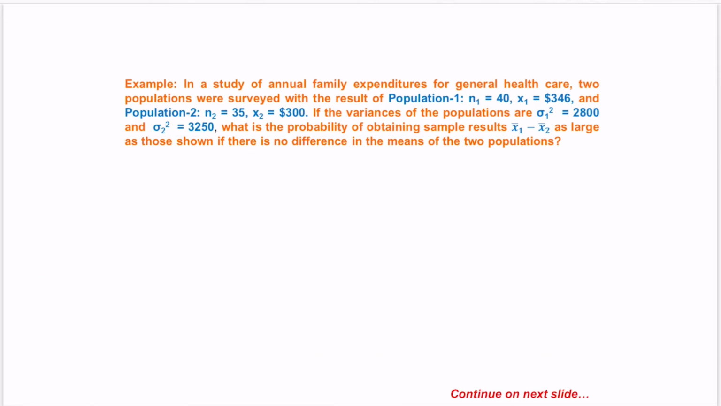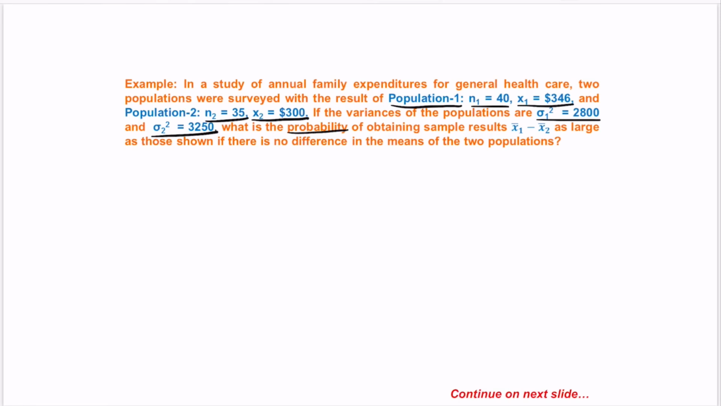So let's try this problem here. What is given in the data? You have population 1 with n1 equal to 40, x1 bar is equal to 346. In population 2, n2 equals 35 and x2 bar equals 300. And the variances are sigma 1 squared equal to 2800 and sigma 2 squared equal to 3250.